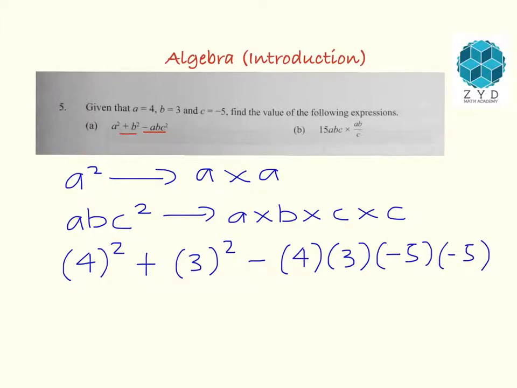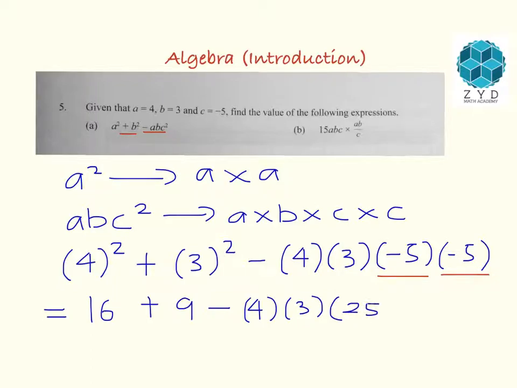At this stage, we must not forget to put the brackets for these two terms, especially because they have the negative sign. So this equals 4 square is 16, 3 square is 9. This is a minus 4 times 3 times minus 5 times minus 5. So let's do this first. This is the 4, this is the 3. Negative 5 multiplied by negative 5 is 25. We must remember that when you have two negative signs meeting each other, it becomes a positive sign. So it's a positive 25 now.